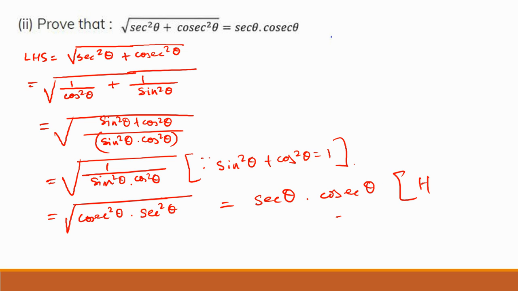Hence proved. Equals RHS if you want to write, or maybe if you don't want to write, leave LHS, RHS both, or eliminate both of them and then just write hence proved. Okay. So this is an easy problem. Hope you guys are following what I'm doing, and also I hope that you are trying to do it on your own before you are seeing the solution. Okay, that is also important.